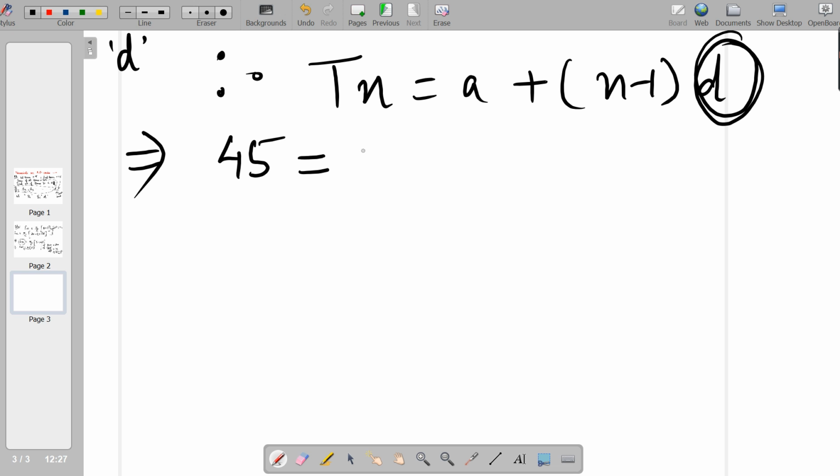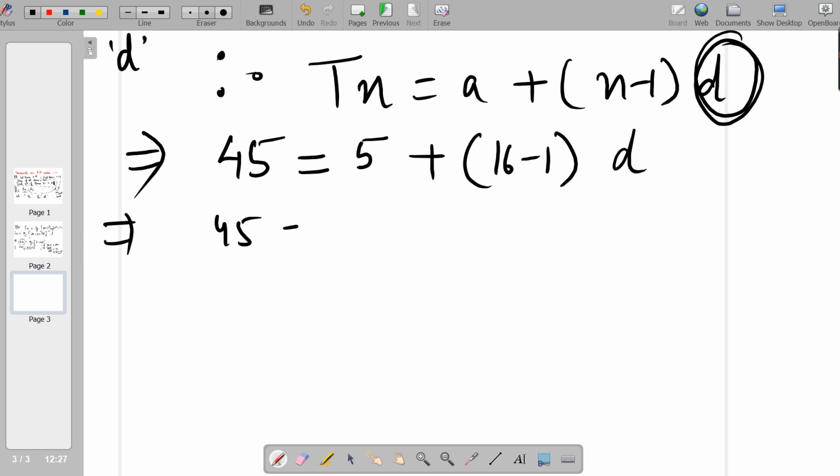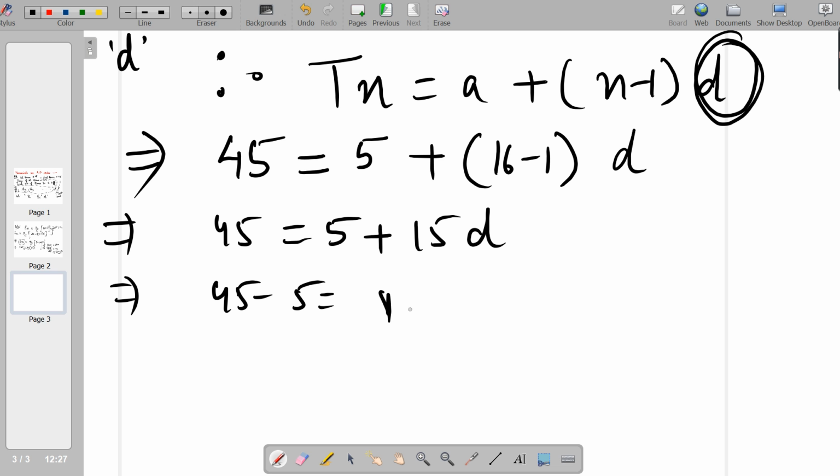A is how much? First term is 5, and n minus 1. Now this 45 you are getting at which place value? 16. So n will be what? 16. So 16 minus 1, and d will be d only. Now 45 equals 5 plus 16 minus 1, which is how much? 15. It will be 15d. Now 45 minus 5 is equal to 15d.